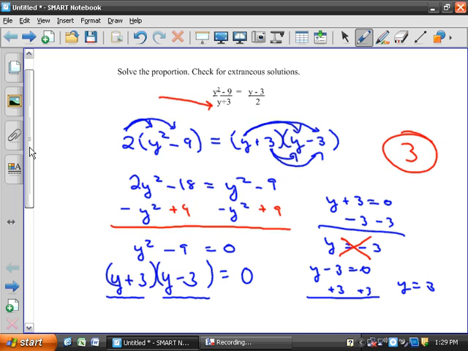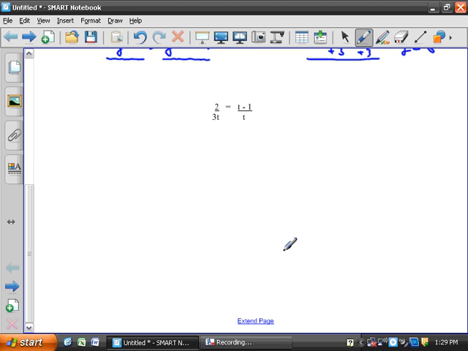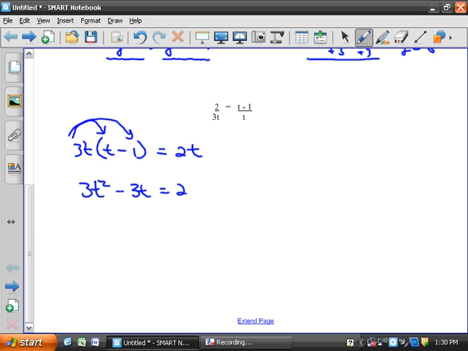Let's take a look at another quick problem. I've got 2 over 3t equals t minus 1 over t. Again, it's a proportion, so again I want to cross multiply to solve. It's pretty important that you don't try to do this in your head. I know the temptation is there, but I promise you, if you do this in your head, you will continually make small errors that will drive you nuts over time. So just lay down your pride for a minute and write down the actual multiplication. When I do that, it's obvious that the 3t needs to be distributed to both the t and the negative 1, leaving me with 3t squared minus 3t equals 2t.